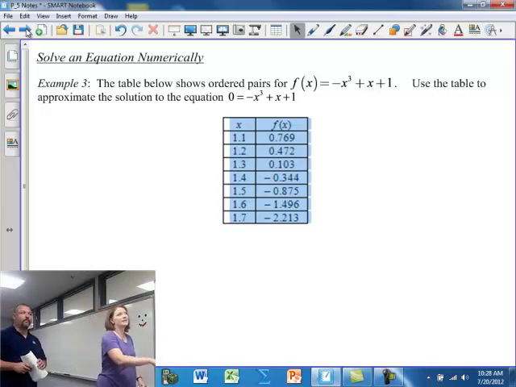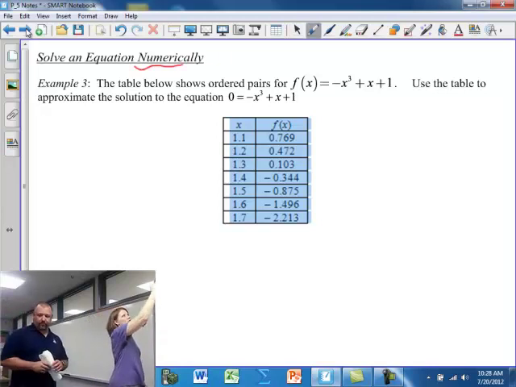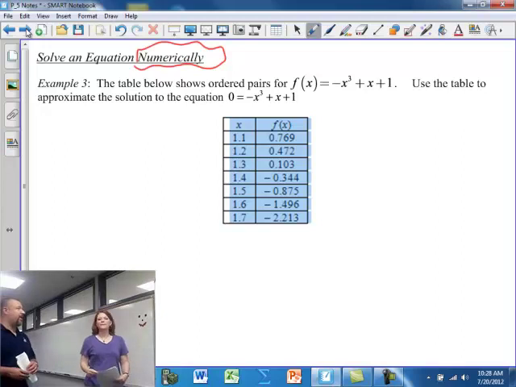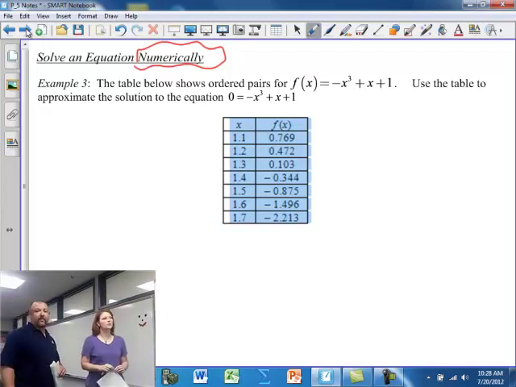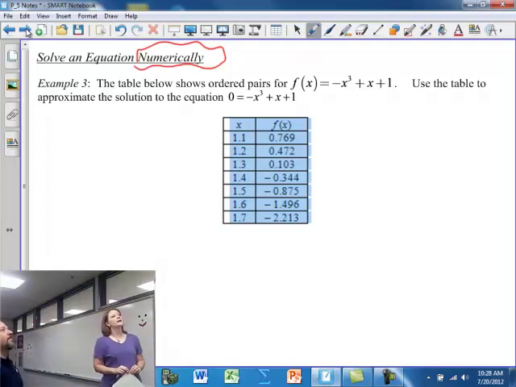Now, some people like to solve numerically. That is, they like to look at the number values. The only way you can create a table of numbers is to make a big table, plug and chug. Your calculator will plug and chug for you. There's a table feature.